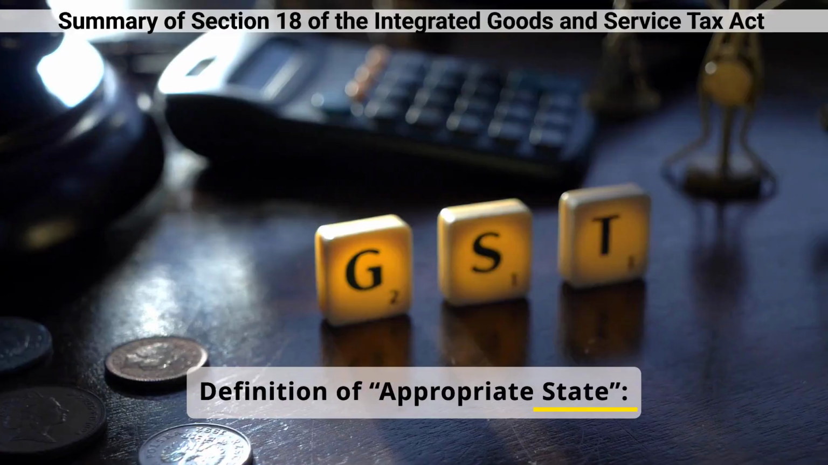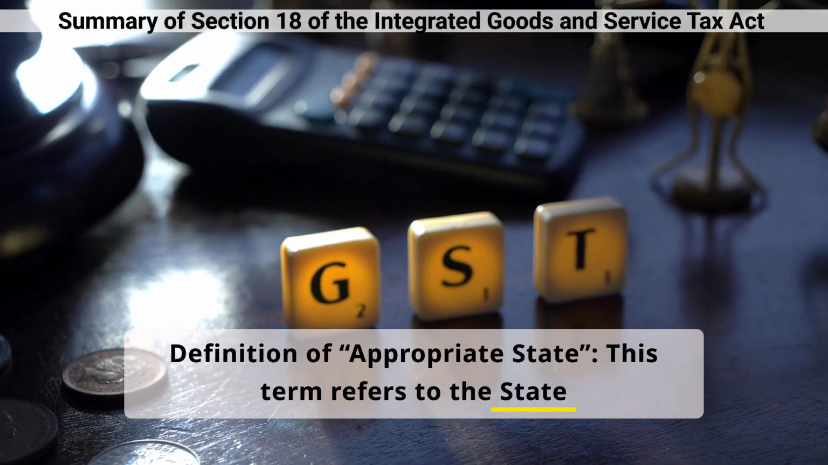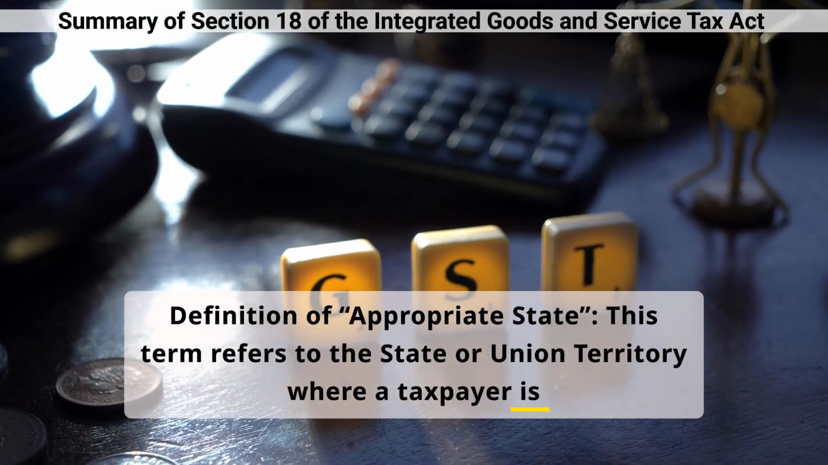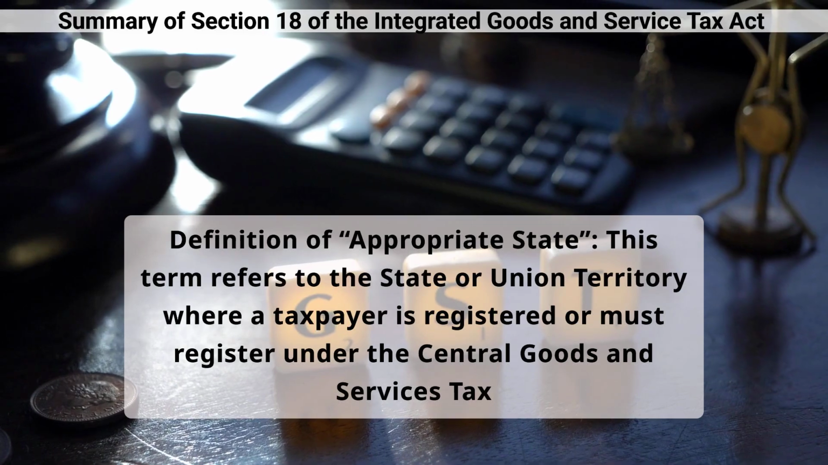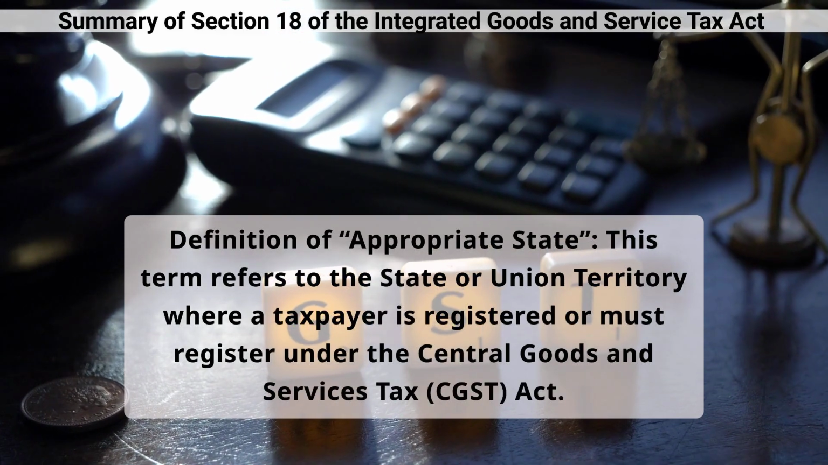Definition of appropriate state. This term refers to the state or union territory where a taxpayer is registered or must register under the Central Goods and Services Tax (IGST) Act.